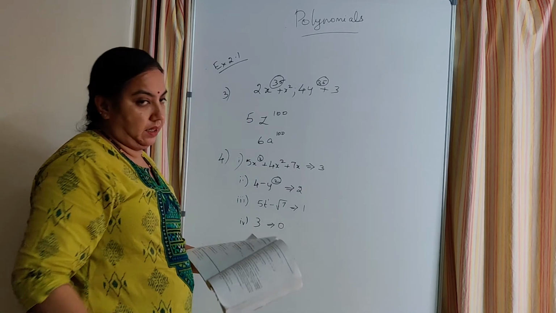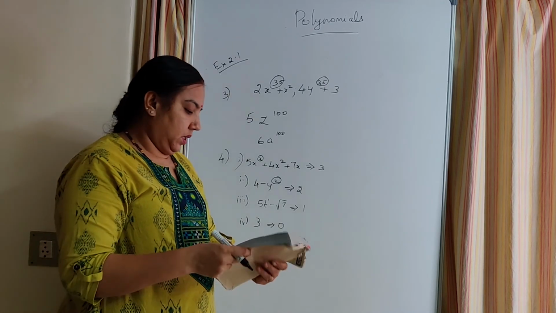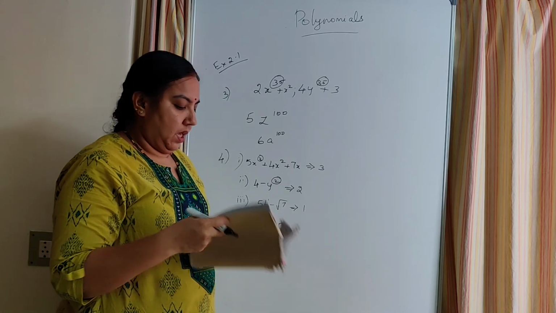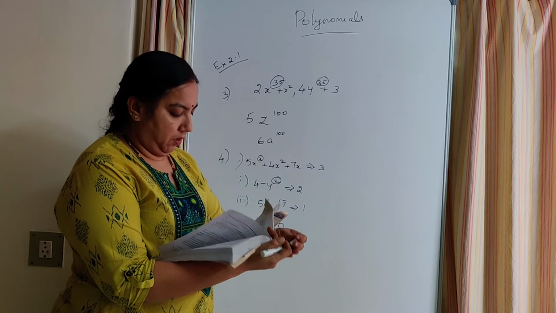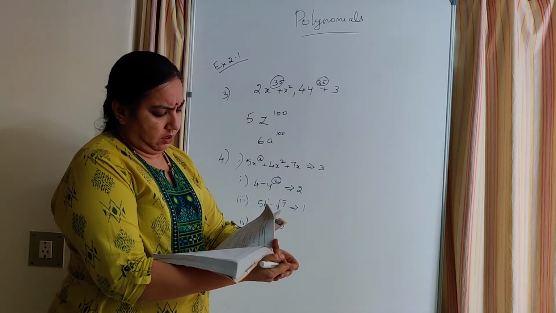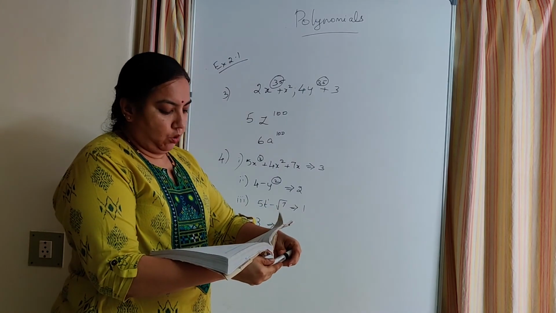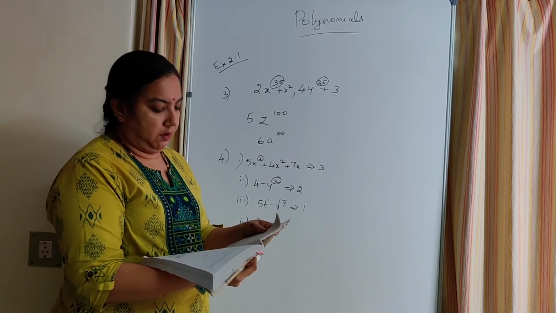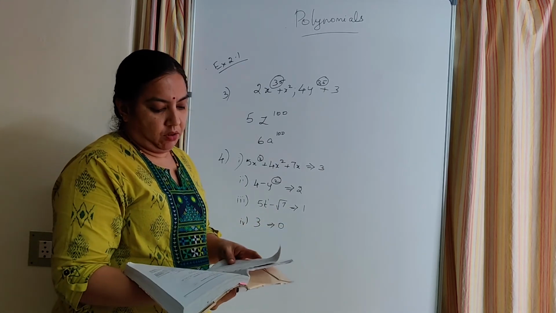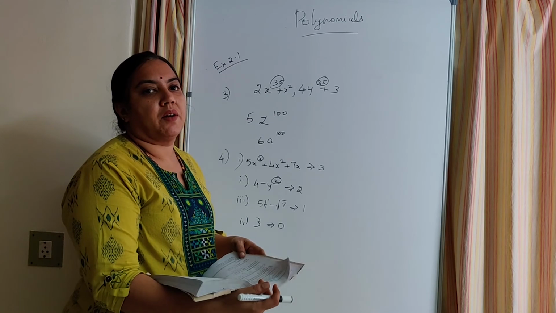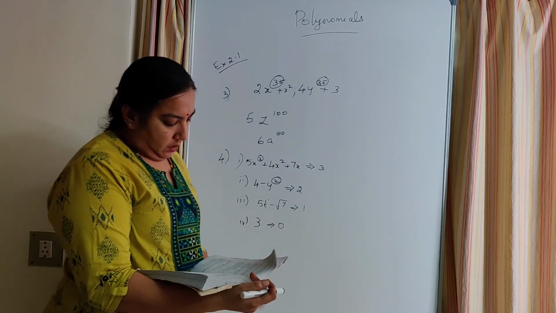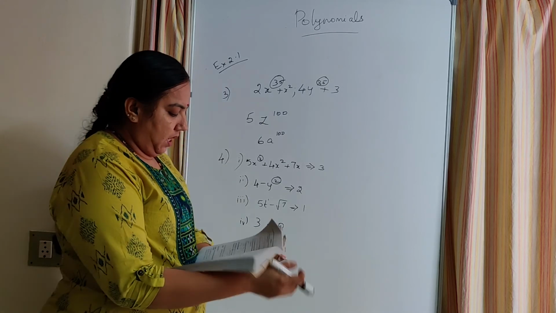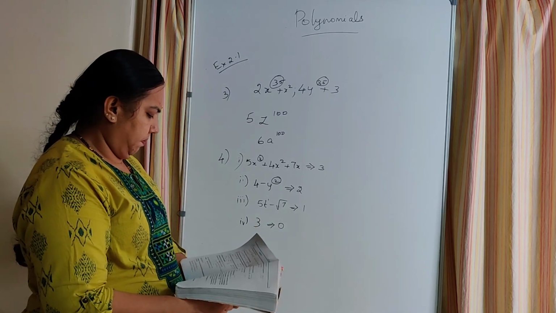Classify the following as linear, quadratic or cubic. Any polynomial which has got only one term, only one variable, is called a linear polynomial. And the second is quadratic. It has got two variables, it is called a quadratic polynomial. And a cubic polynomial, which has got the power of 3, is called a cubic polynomial. Now the first question, x cube plus x.